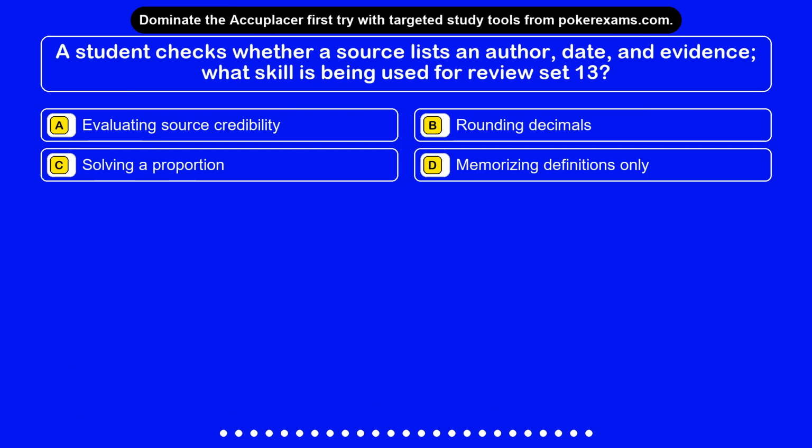Question 25. A student checks whether a source lists an author, date, and evidence. What skill is being used for review set 13? Option A, evaluating source credibility. Option B, rounding decimals. Option C, solving a proportion. Option D, memorizing definitions only.